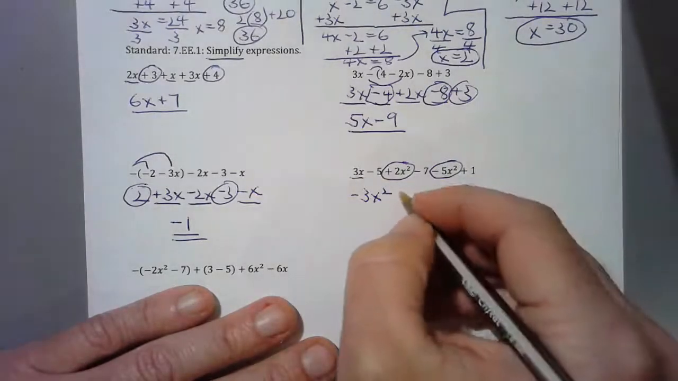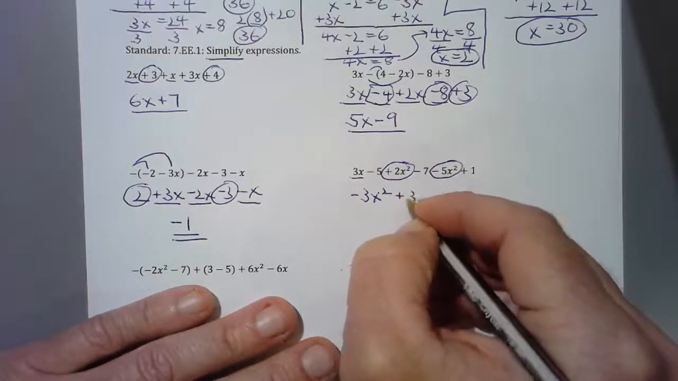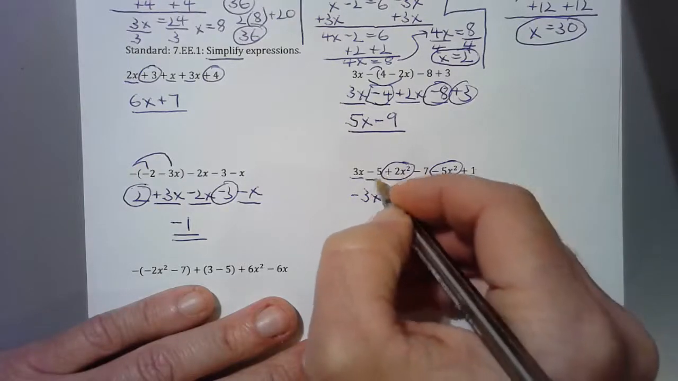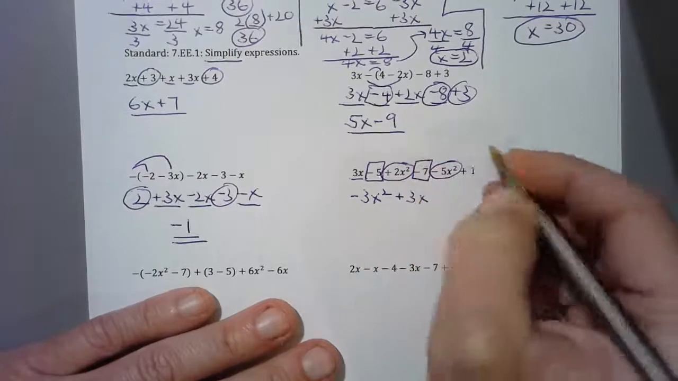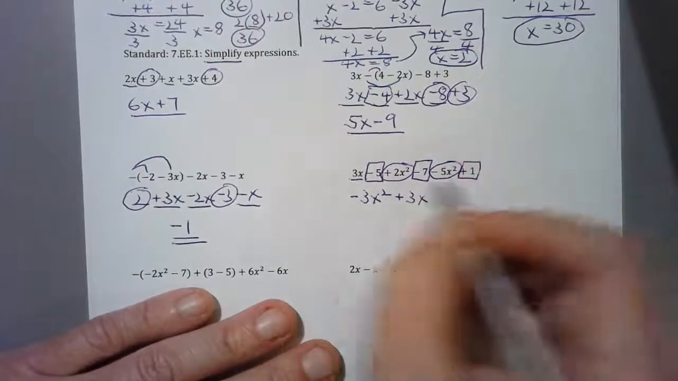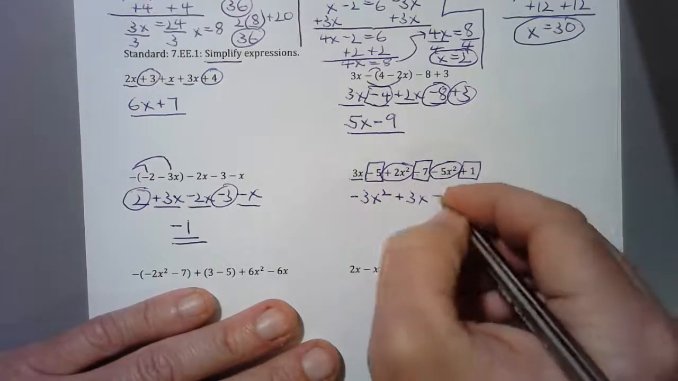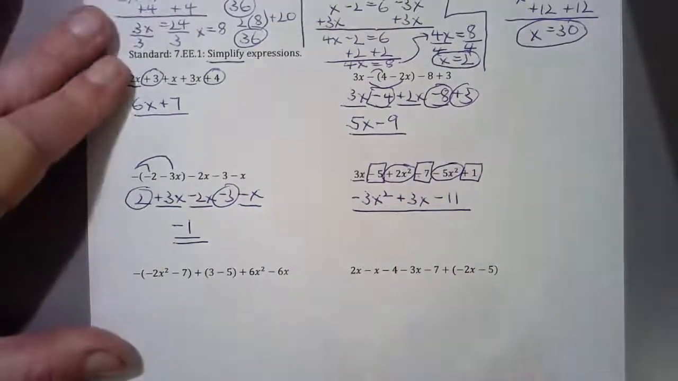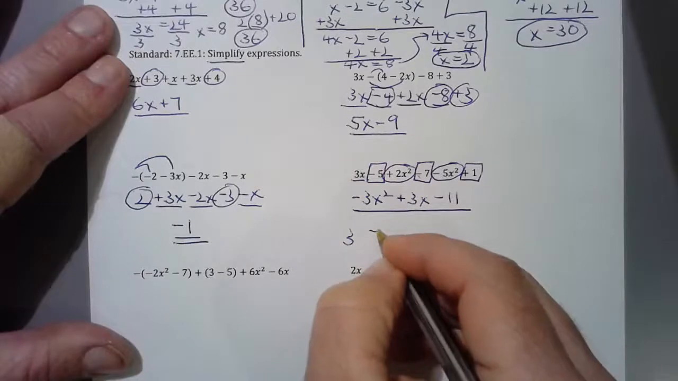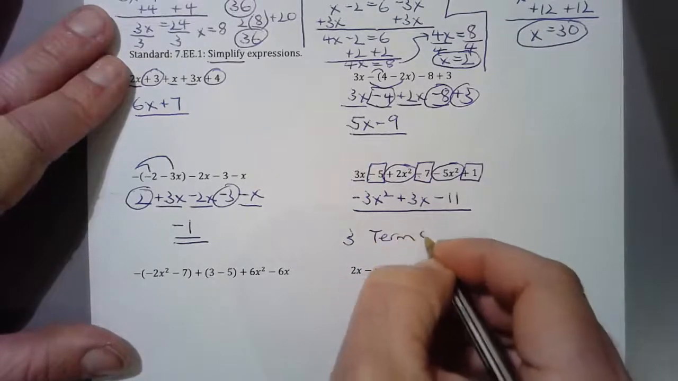There's only one x term. It's called 3x. Negative 5. What is going on up there? I'm going to finish though. Negative 12 plus 1 is negative 11. That, even though it's simplified, has 3 terms. Remember terms.